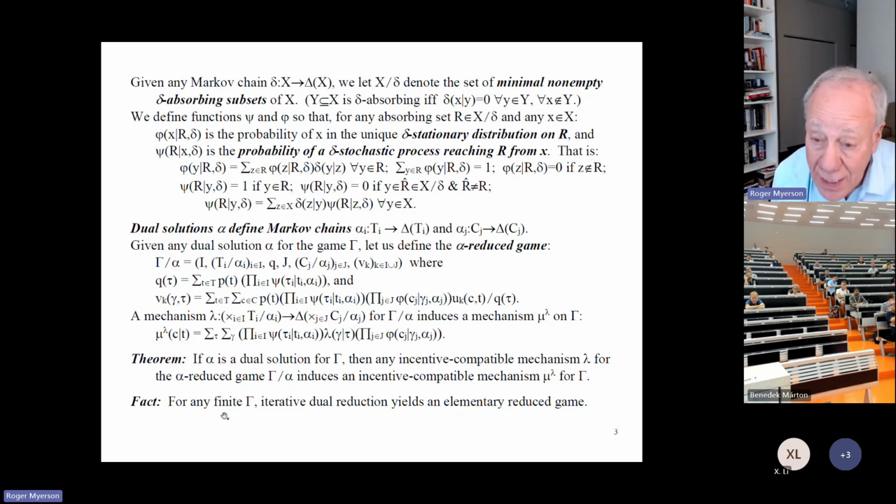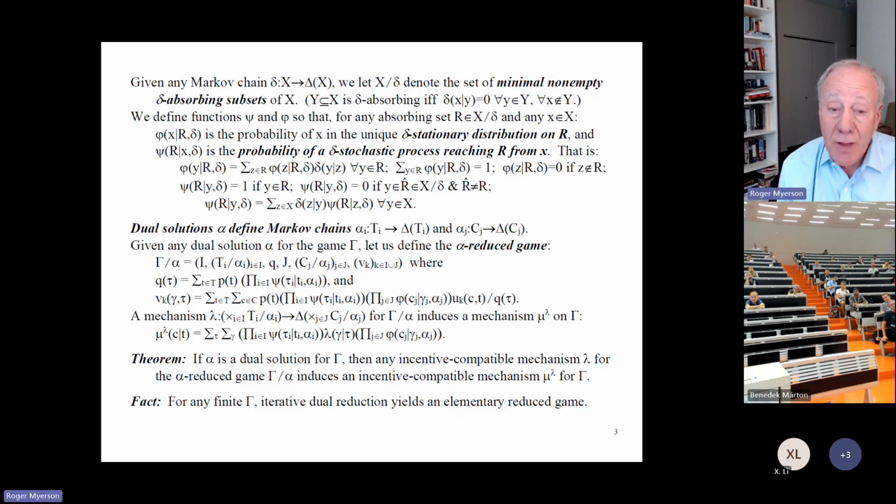Now, the second fact, and this should excite you, is that for any finite game, iterative dual reduction yields an elementary reduced game. Why is that? Give me a game gamma. Find an optimal solution to the dual, any optimal solution.